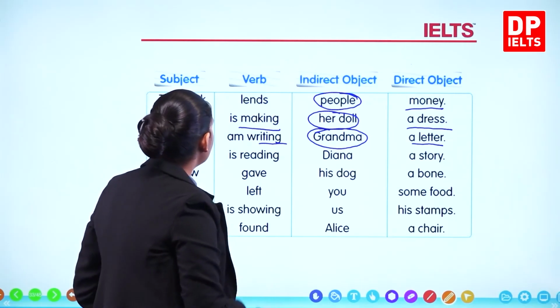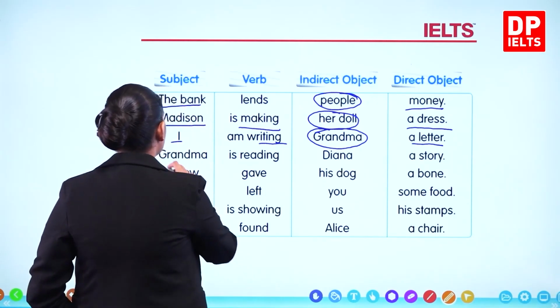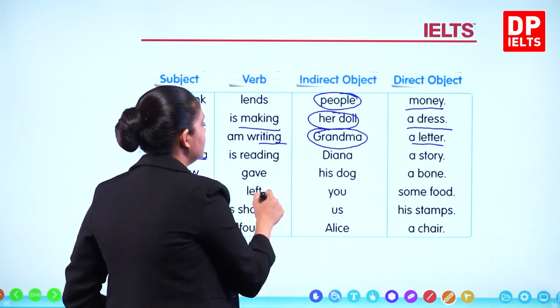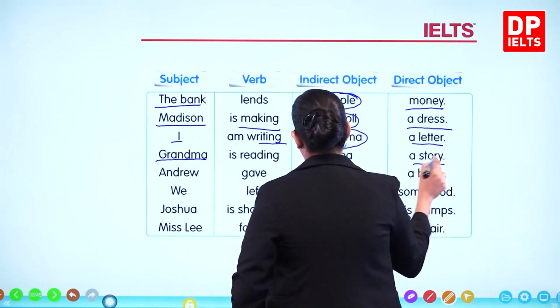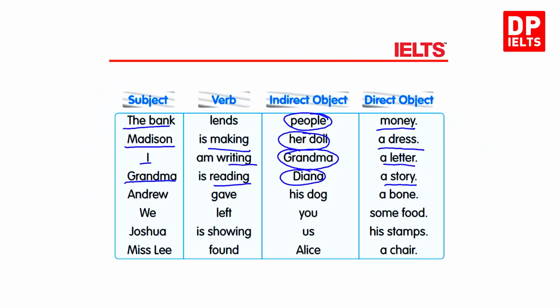Okay. Grandma is reading Diana a story. Who is reading a story? Grandma. What is she reading? A story. Reading is the verb to whom? Diana. I am writing grandma a letter. I subject, writing verb. யாருக்கு எழுதப்படுகின்றது? For who is the action being done? Grandma. So the indirect object. Direct object, a letter. Grandma is reading Diana a story. Grandma subject, reading verb. யாருக்கு read பண்ற story? Diana, so that is indirect. And எழுதப்படுறது story, so that's direct.